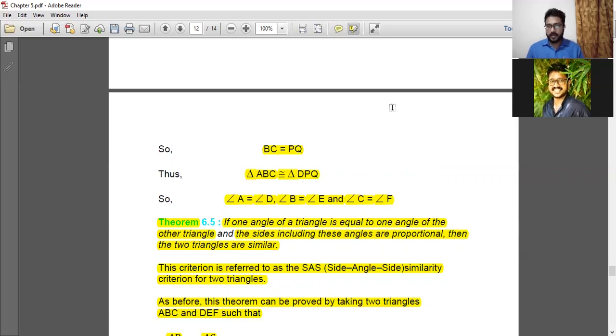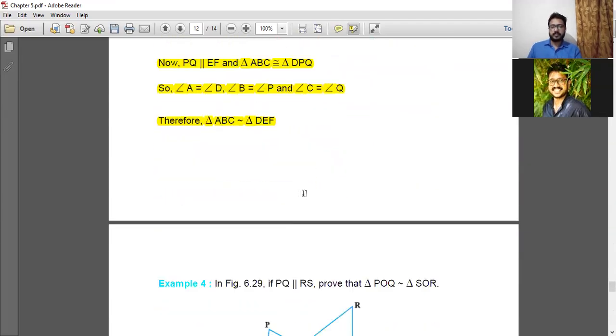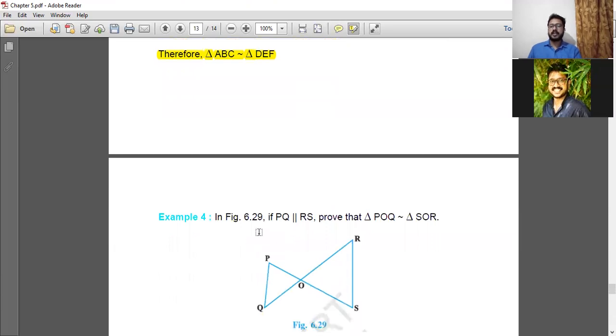Now we will do only one example using these similarities, only to know the importance of these theorems. Look at figure 6.29. We are given PQ is parallel to RS. Then we want to prove that triangle POQ is similar to triangle SOR. Only one piece of information is given to you: PQ is parallel to RS.